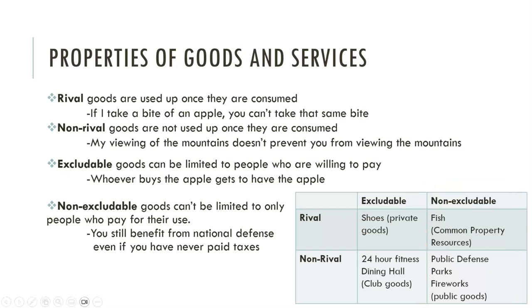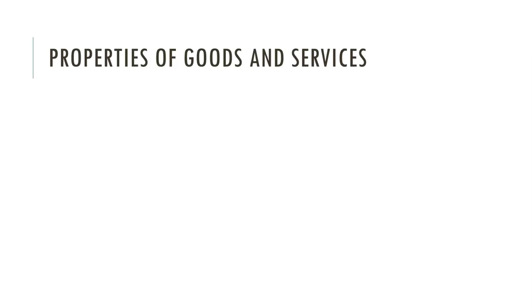So I have a box here. If you are a box person, if you really loved game theory, you can see that in the excludable and rival section is private goods such as shoes, and in the non-rival excludable section, these are called club goods, so things like a gym or a dining hall. In our non-excludable section, we have non-excludable and rival. These are common property resources, or sometimes called common pool resources. And in the bottom corner here, we've got non-rival and non-excludable, which are considered public goods, so things like parks, fireworks, and public events.